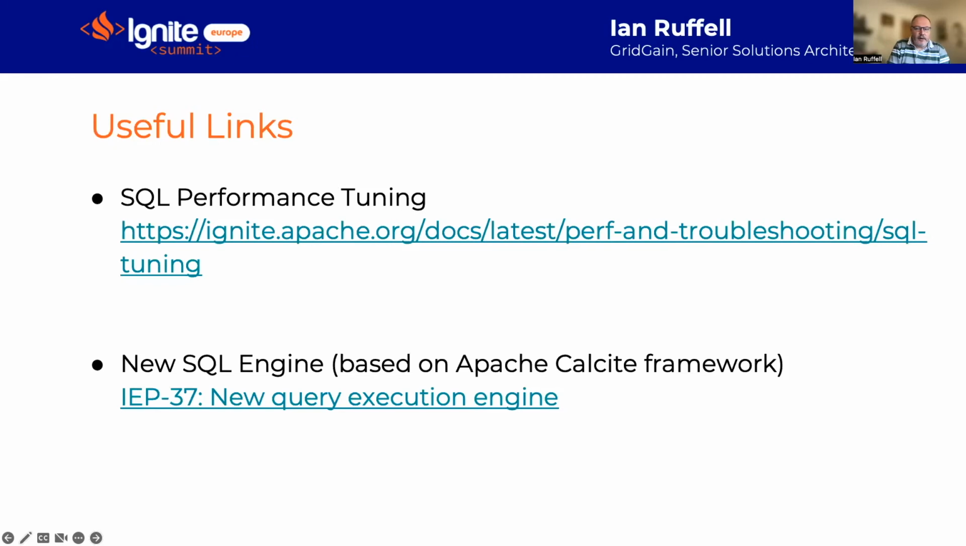So a couple of useful links to finish up. There's a page on SQL performance tuning, which goes through a lot of this stuff, maybe in a little bit more detail than we have here. And then I would urge you to also have a look at the session on the new Apache Calcite framework that's going into GridGain version 9 and Apache Ignite version 3. This should improve the way queries are executed in Ignite and GridGain going forwards. So thank you very much for your time, and that's the end of this session.